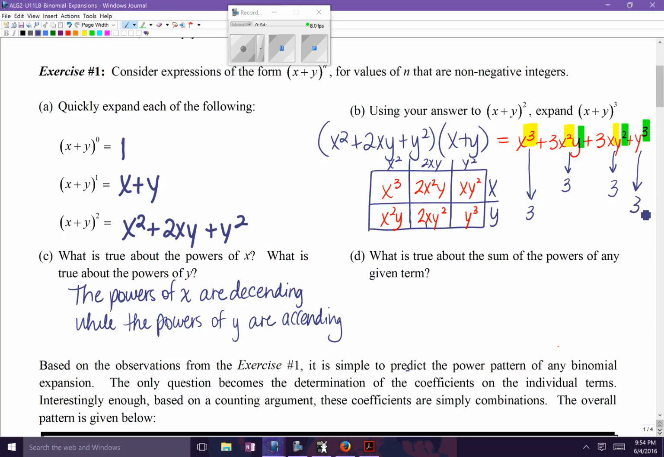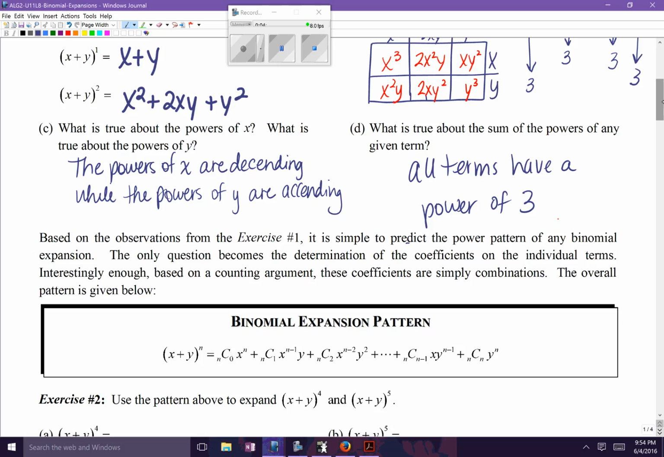So what is true about the sum of the powers of any given term? All terms have a power of 3. I wonder if that power of 3 had anything to do with that. I guess we'll have to continue on and see what happens.